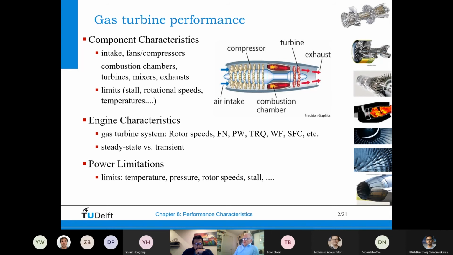We can distinguish steady state characteristics and transient characteristics. So transient characteristics, accelerations of the engine, how fast is the response if you slam the throttle in an aircraft, say from idle to max. And then we also have power limitations for the whole system, also determined by the component limits, pressures, rotor speeds, and stall. These limitations that are coming from the component characteristics eventually mean there are limitations to the power output or the thrust output of that particular engine.